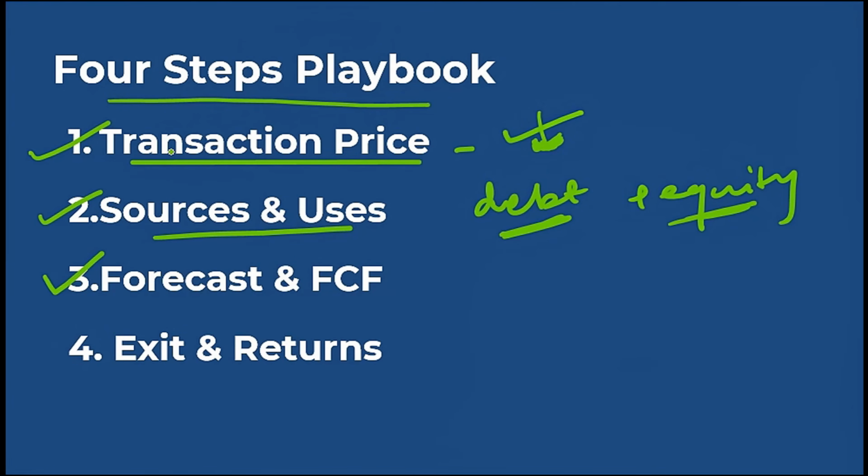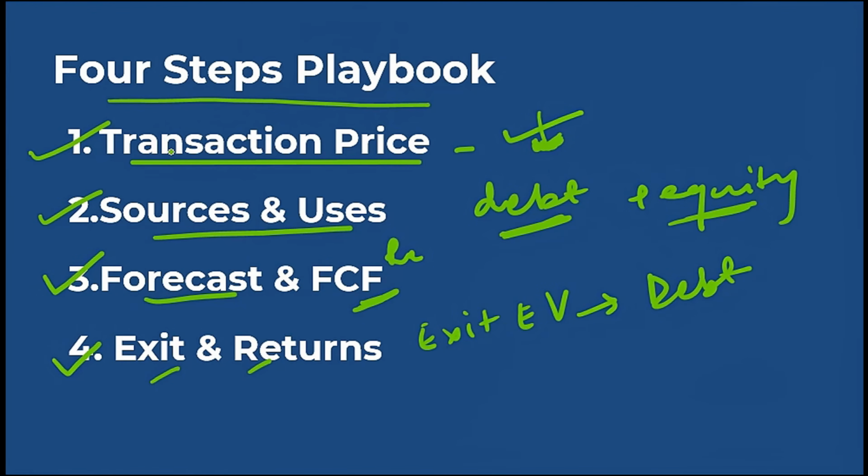Step 3, forecast the company financials, starting from revenue to free cash flow. Step 4, exit and returns. So you will find out the exit enterprise value, then you will subtract exit debt, and then you will get the exit equity value. And then we will calculate the IRR, the return that private equity got.